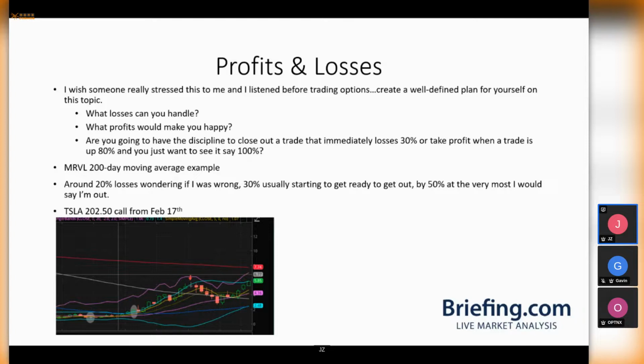For me, the main thing is protecting myself. Like in that Marvel trade, I don't know. It was looking good. It was a strong stock, but I've got my resistance levels that I have set in place coming up. I'm thinking the market might have a little bit of a pullback. It's like, you know what? I'm just going to get out. 80%, I'm happy with that trade.